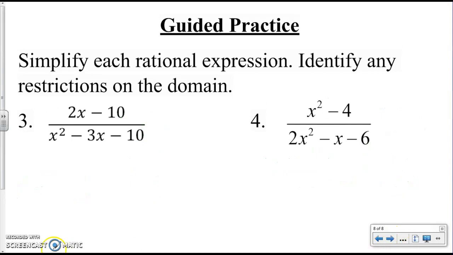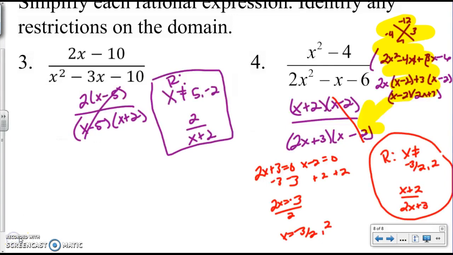Two more guided practice problems. Again, hit pause, do them, and then hit play again when you're ready to check. Okay, go ahead and check these. Top one for number 3, you just did GCF. Bottom one is X factor. Find your restrictions and then cancel.